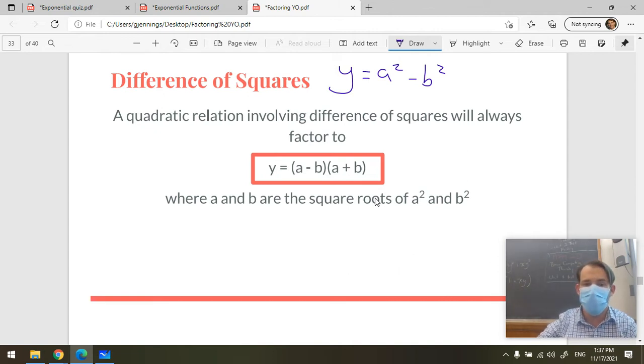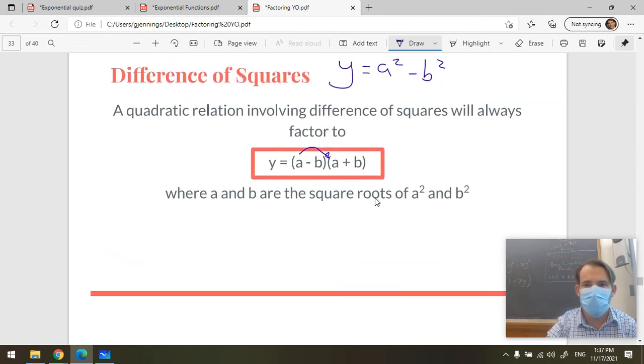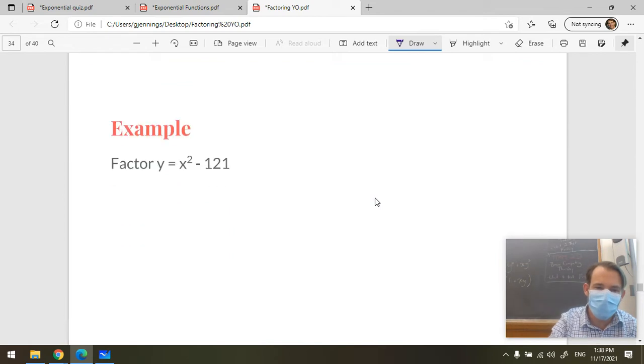Let's expand this with FOIL and see what we get. So then I will do FOIL on this, a times a. Let me just go up so you can still see that. A times a would give me y is equal to a squared. A times positive b, this is plus ab. Negative b times a is minus ab. And negative b times b, that's minus b squared. Then I go ahead and collect my like terms in the middle, plus ab minus ab. So that's y equals a squared plus ab minus ab is 0, minus b squared. Okay, so that's difference of squares. They always factor this way. Done. It's pretty easy. Okay, let's do some examples.